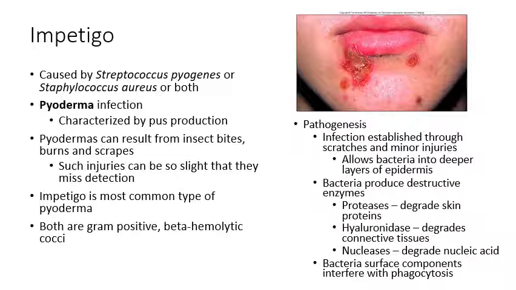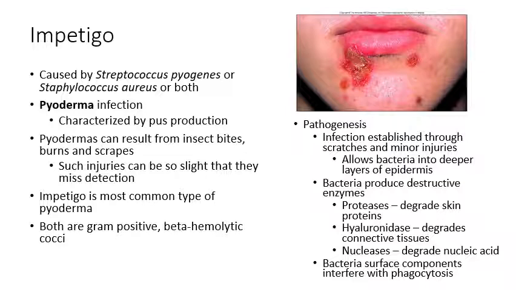So basically, you just need to create a point of entry. A scratch on the surface of the skin, a little scrape, an insect bite, anything that's going to create an opening could lead to impetigo. And it's very common, especially in children. As long as that bacteria is able to gain entry, it will then start an infection.